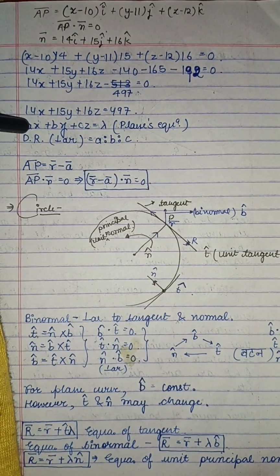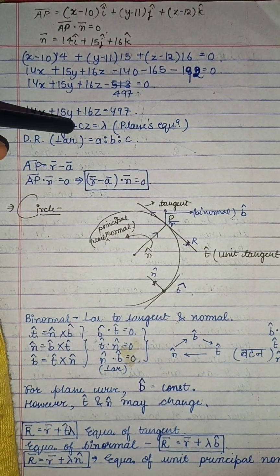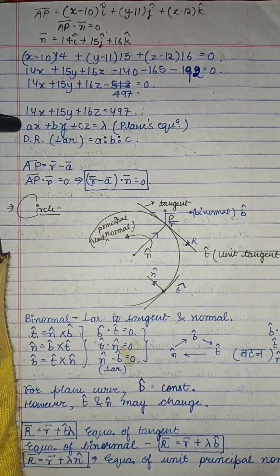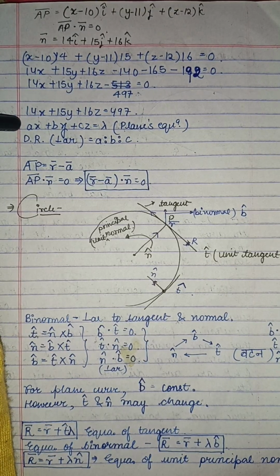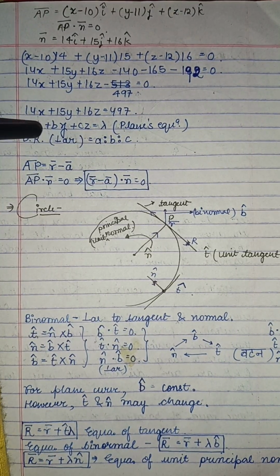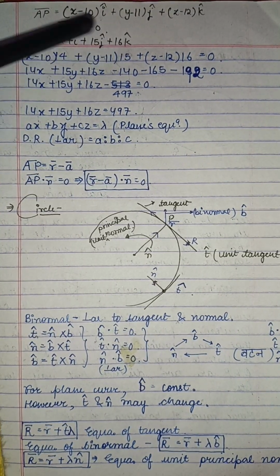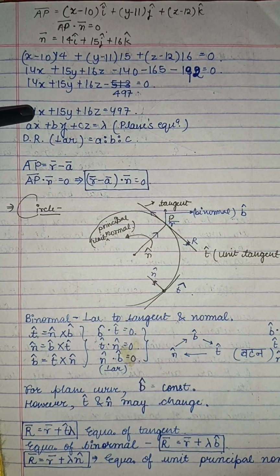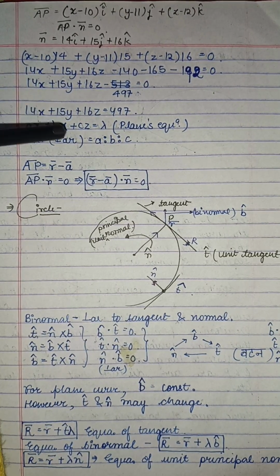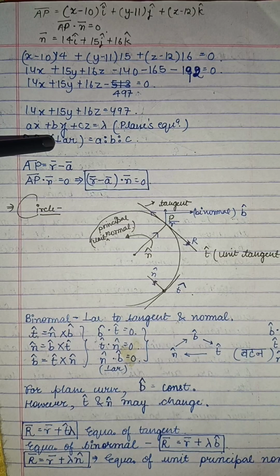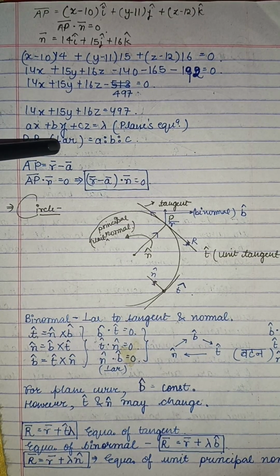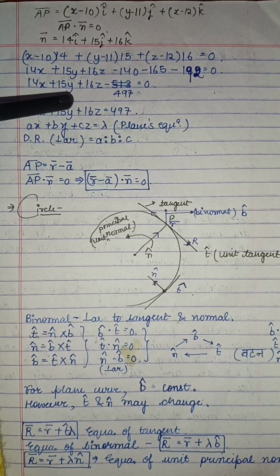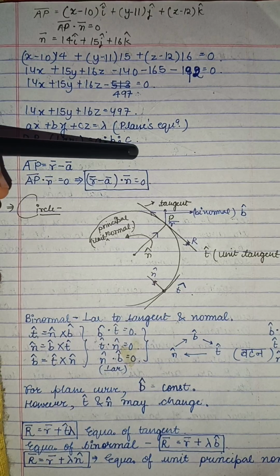So the equation of a plane can be written as ax plus by plus cz equal to lambda. This is the general equation of a plane, or we can say the Cartesian equation of a plane. The coordinates of the perpendicular are here 14, 15, 16. So here the direction ratios are also 14, 15, 16. So we can also say that the direction ratios of the equation of a plane are equal to the coordinates of the perpendicular which is on the plane. So this will be equal to a is to b is to c.